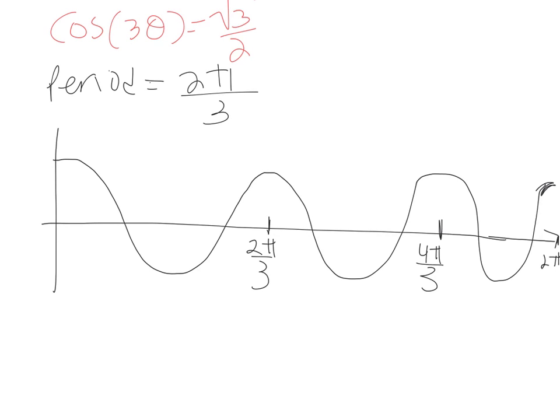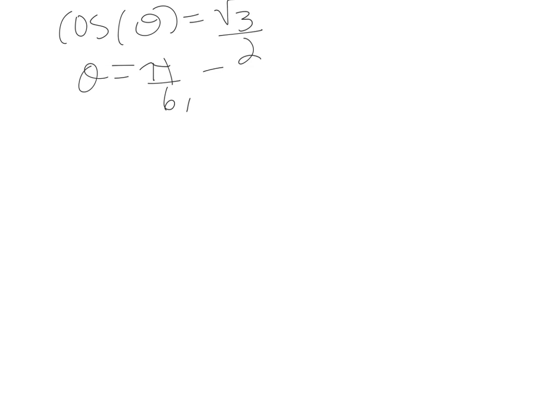So let's take a look at what's going on here. We know that cosine of just, let's say, theta equals root 3 over 2. We know what theta would be here. Theta would be pi over 6 and, not 7 pi over 6, 11 pi over 6, because it's in the first and fourth quadrant.